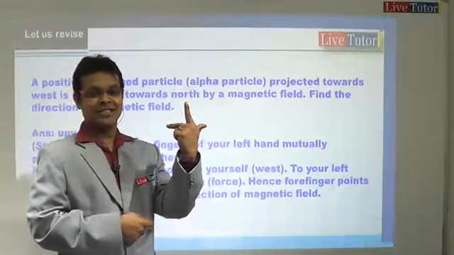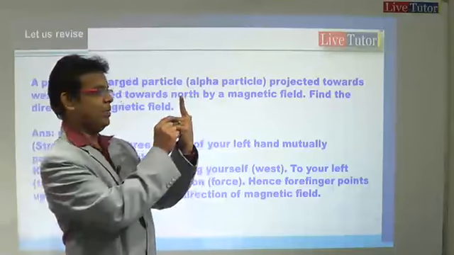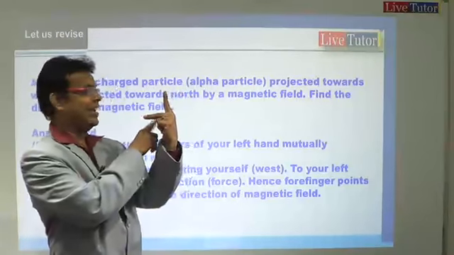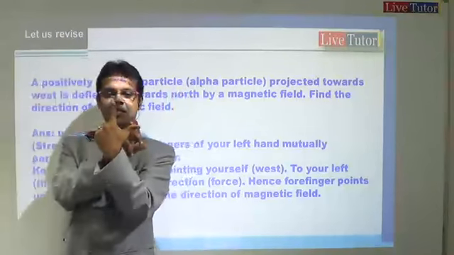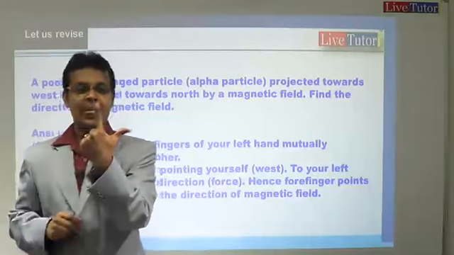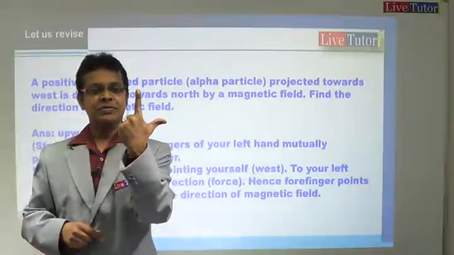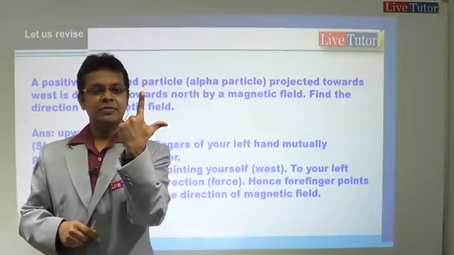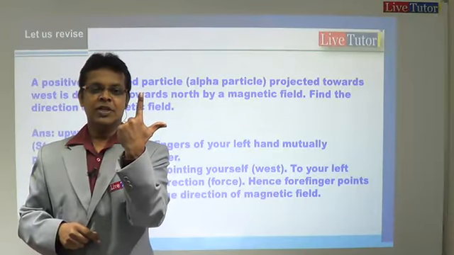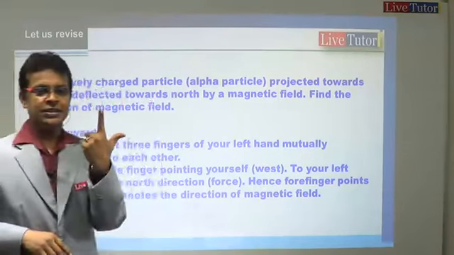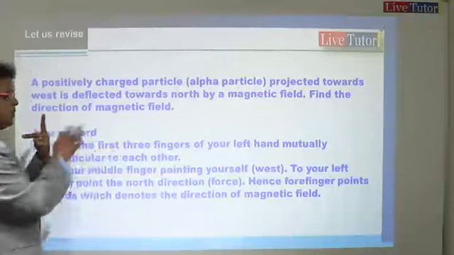Just imagine like this. The middle finger is pointing towards yourself. On the left, that is the thumb. To your left, the thumb is there. It is showing the force. What is the direction of the magnetic field? Upward. So the answer is only simple.